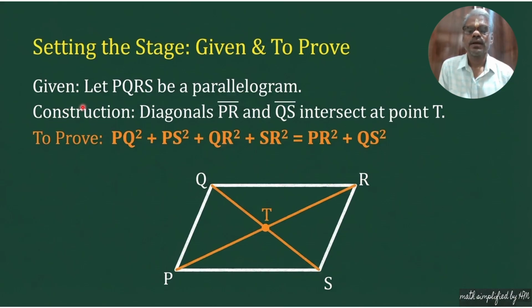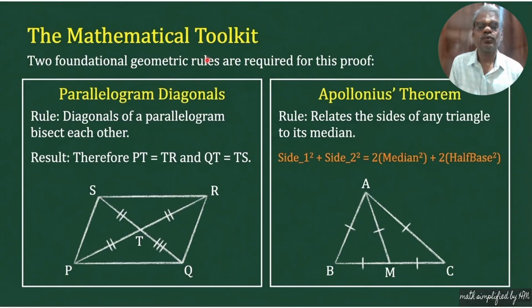Given, let PQRS be a parallelogram. Construction: draw segment PR and segment QS intersecting at point T. We have to prove that PQ square plus PS square plus QR square plus SR square is equal to PR square plus QS square. The mathematical toolkit: two foundational geometric rules are required for this proof.